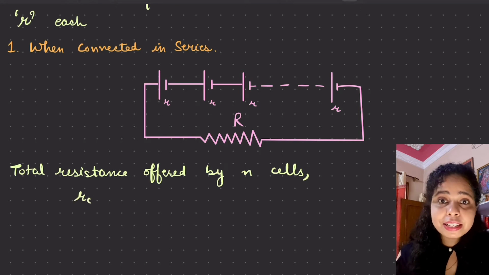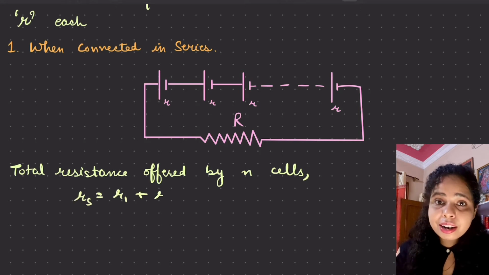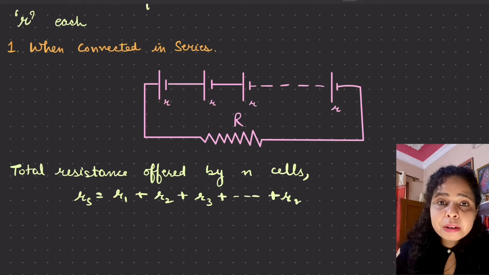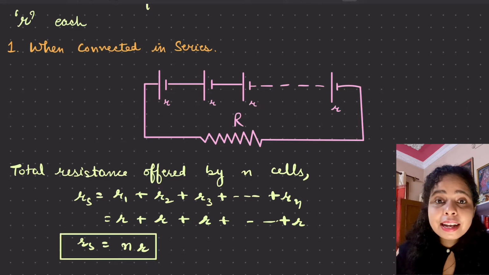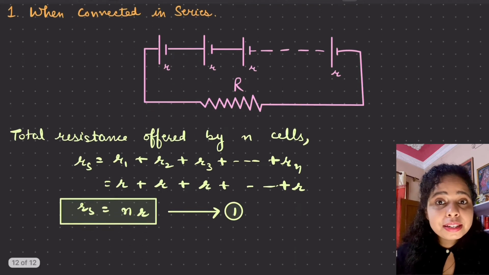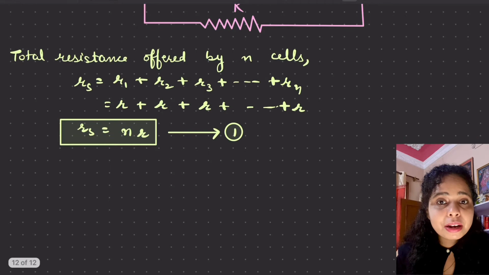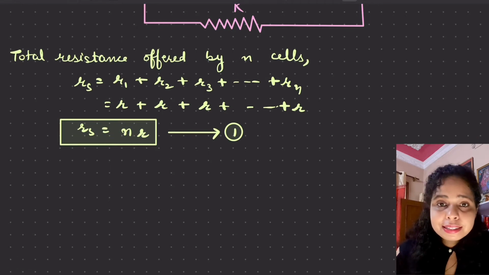Here we are having equal resistances, therefore Rs is equal to r plus r plus r plus and so on, and in this case we can write it as Rs is equal to nr because we have added n resistances. So Rs is equal to nr is the total resistance which is offered by the group of cells when they are grouped together in series.